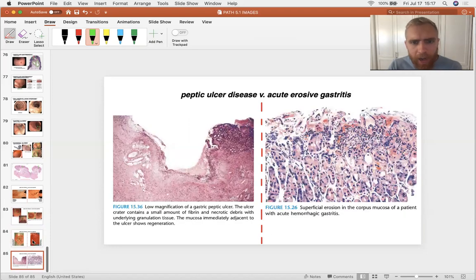And the last slide I've got, looking at these histologically, here's an ulcer. You can tell that this is an ulcer right here. It's, again, that cup or U shape in the middle of otherwise normal epithelium.